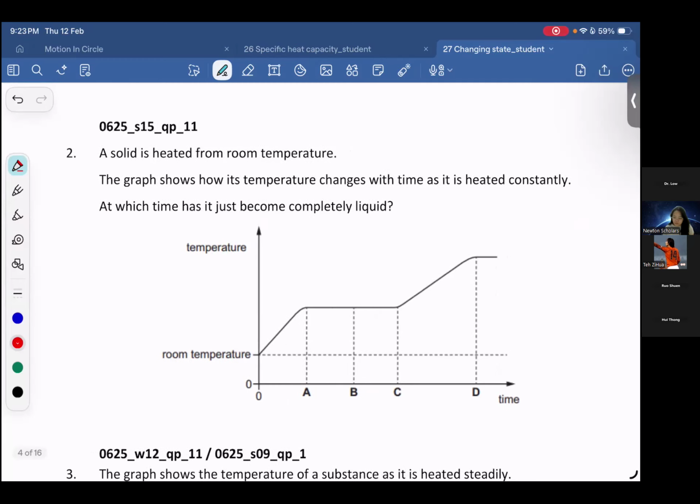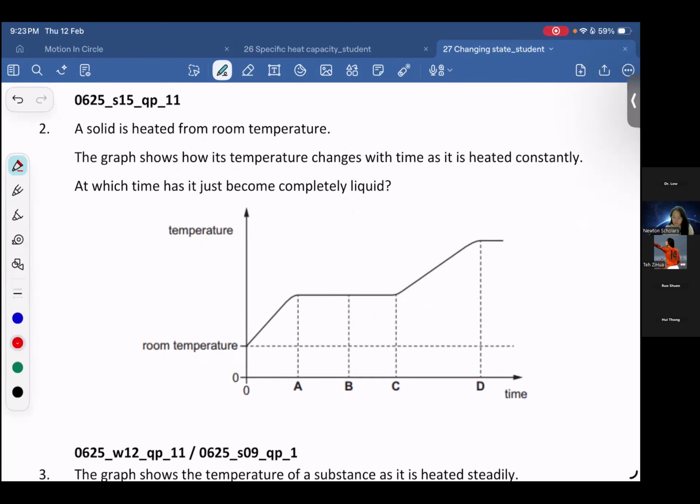This is 2015. A solid is heated from room temperature. Then the graph shows how its temperature changes with time as it is heated constantly. At which time has it just become completely liquid? Dear, try. They say it starts as a solid. At which point will it become completely liquid? Bora, yes, correct. Angeline, yes, correct.